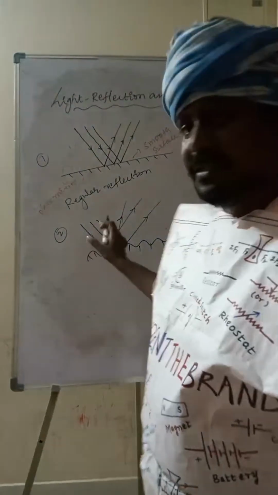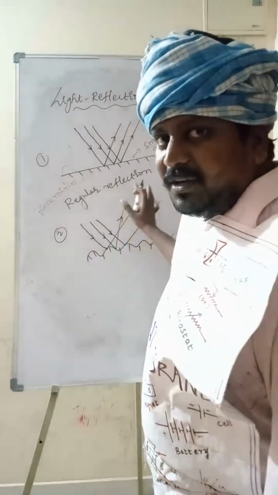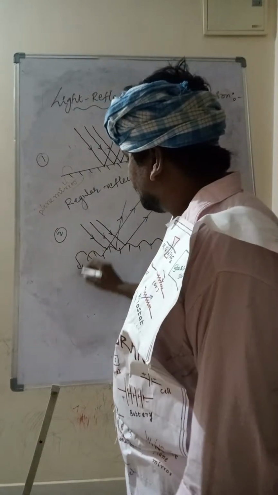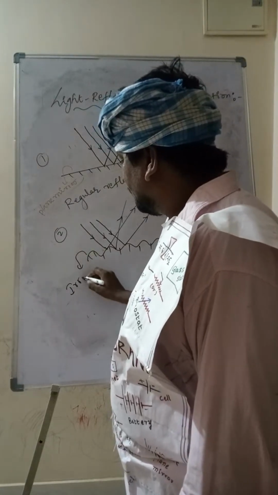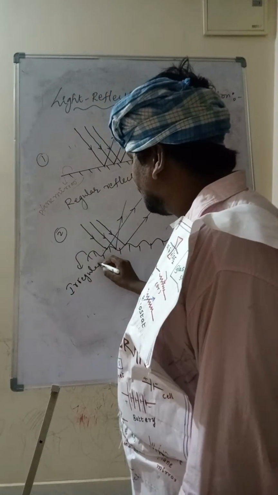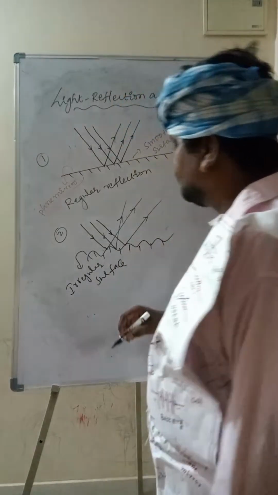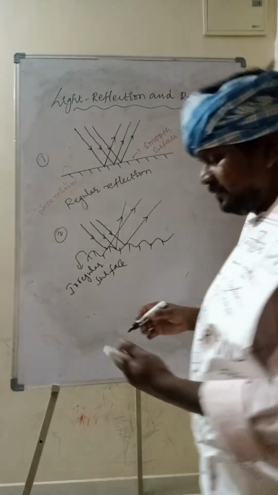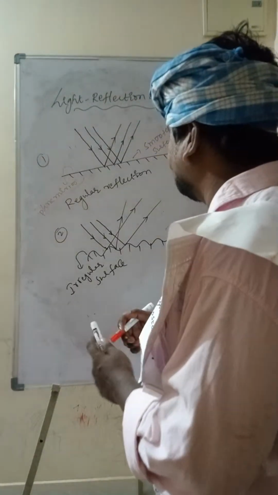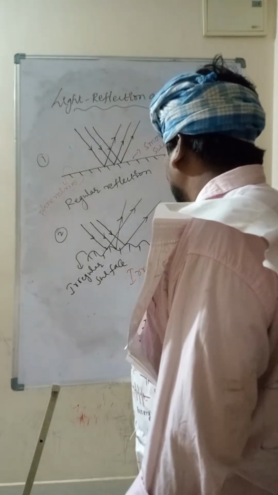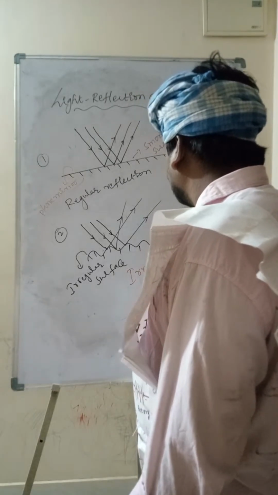So the incident beam is parallel, but the reflected beam is not parallel. This surface is called an irregular surface, and this type of reflection is called irregular reflection.